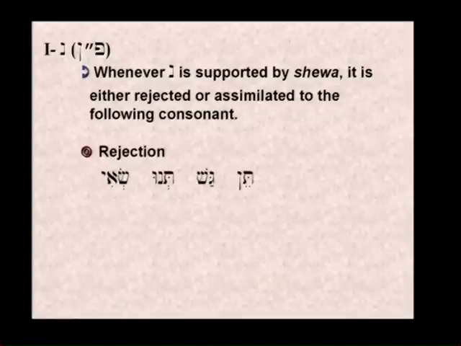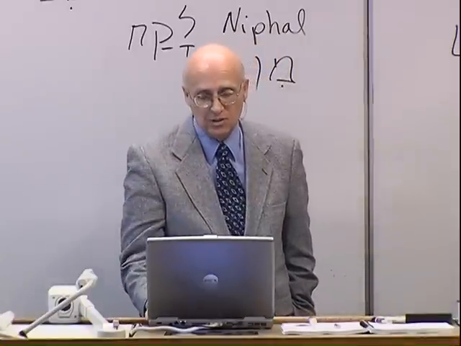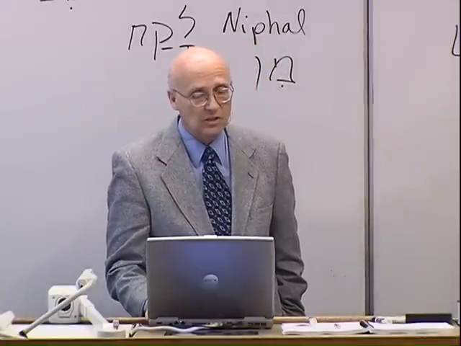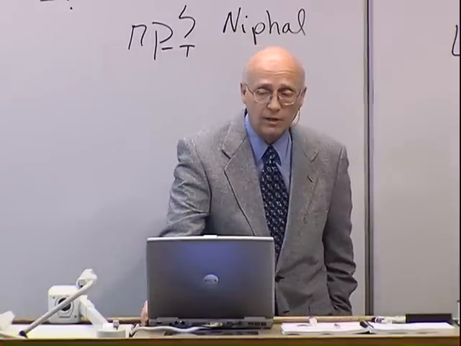Tenu, qal imperative, masculine plural with a shureq from Nathan. Se'i, qal imperative, feminine singular from nasa. All right? The noon is just rejected. It disappears. It does not occur. It was assimilated in the imperfect form that you took the prefix off of.